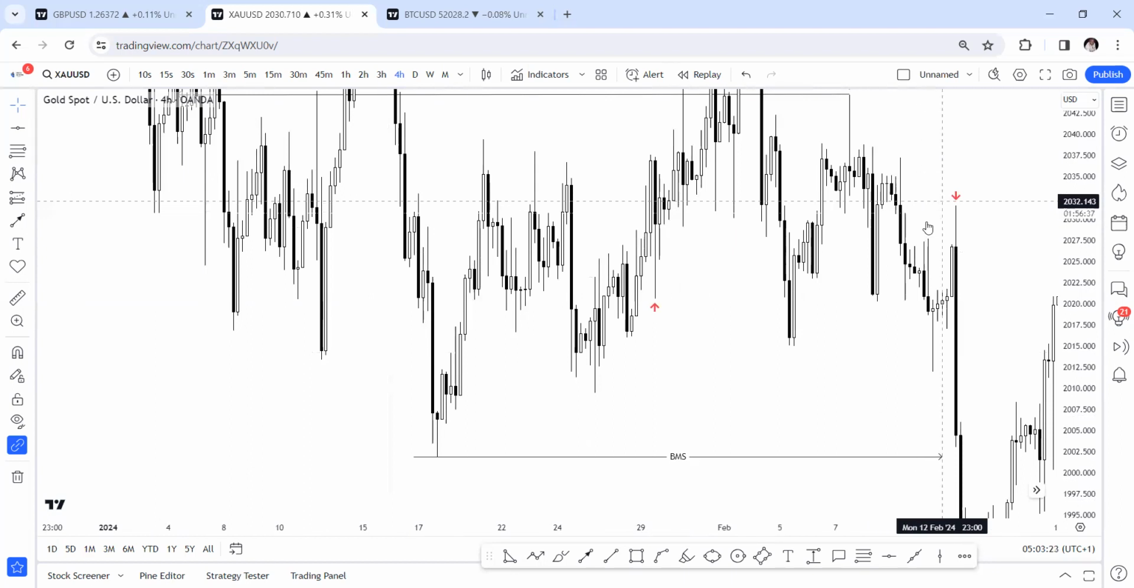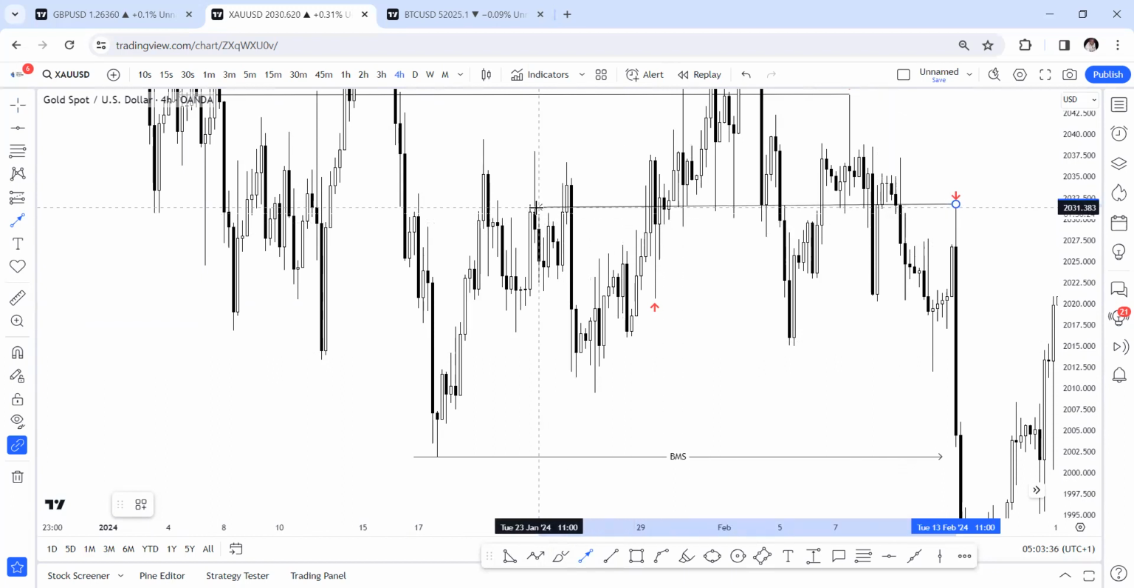Then also this one too. You can see here, this is a present fresh level of an SNR, but in the past it has been used. If you trace it back, far back, you see that it has been used several times. So it becomes a strong psychological level.